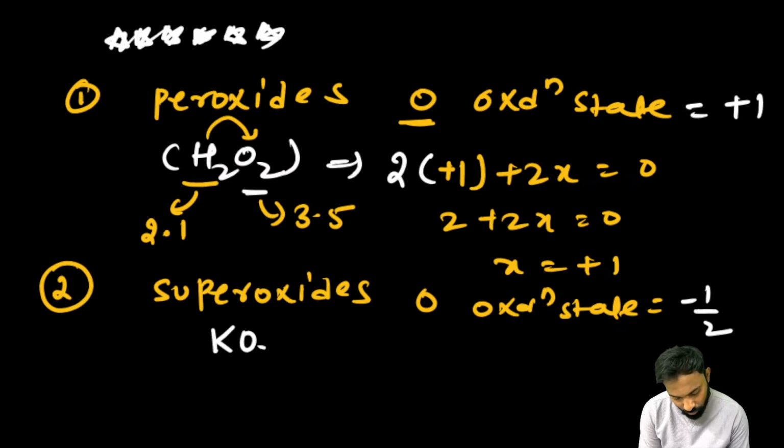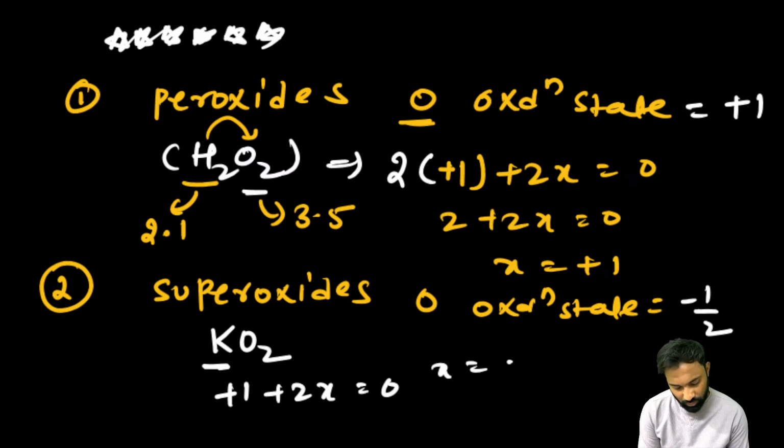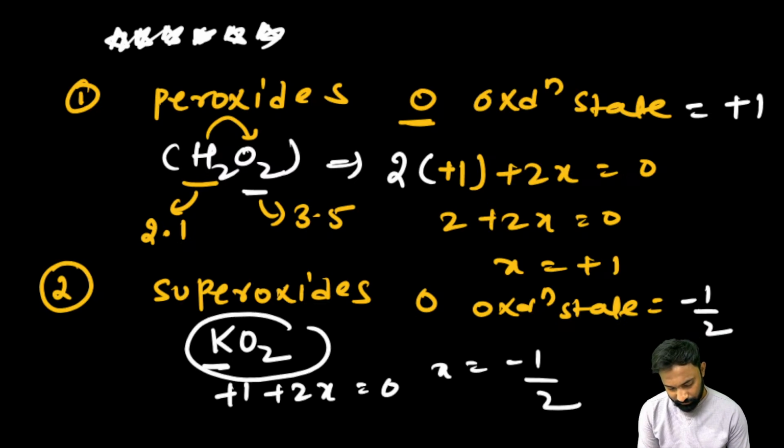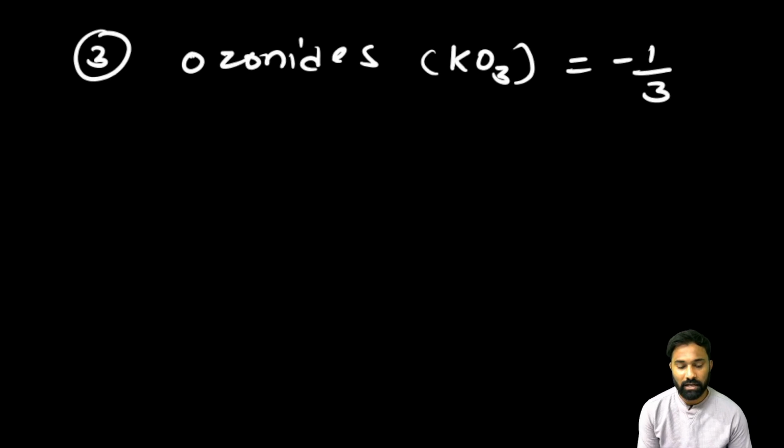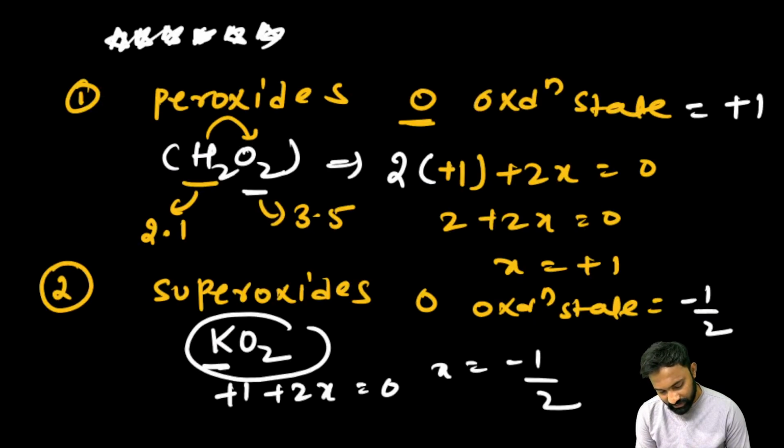Now KO2 is a superoxide. This K comes under the alkali metals, right? So here it is +1 plus 2x is equal to 0. X is equal to -1/2. Done? This is a superoxide. Next, the third one, ozonides. In the case of ozonides, that is KO3, the oxidation state will be -1/3. Done?